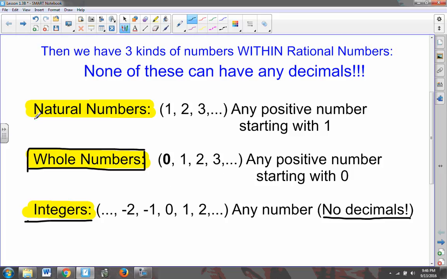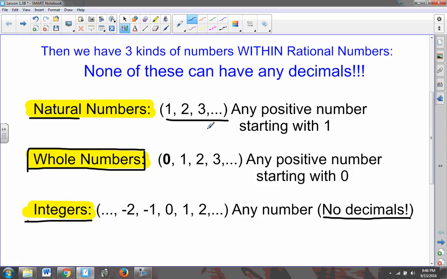Okay, and then the last one is natural numbers, and those are the ones that we count things with in real life, like on our fingers. Okay, 1, 2, 3, 4. So any positive number that starts with 1, just the numbers we count with, the numbers we learned a long time ago when we first started counting. 1, 2, 3, 4, 5, 6, and so on all the way up.